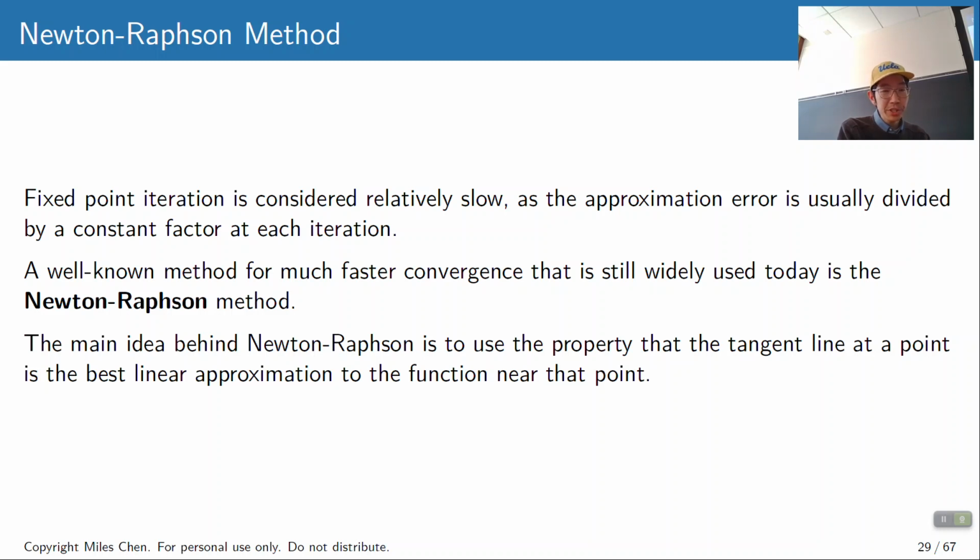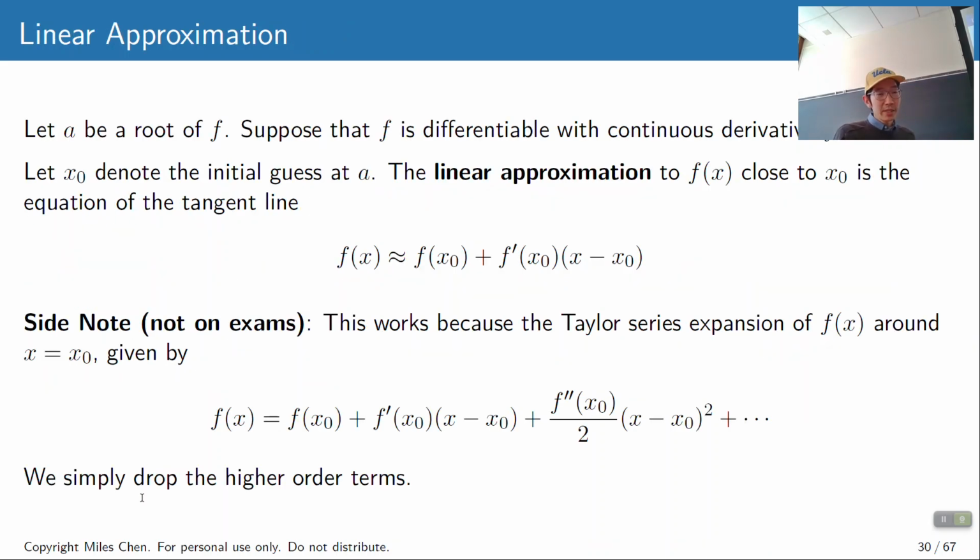So fixed point iteration is considered to be relatively slow, and Newton-Raphson method is much faster. The idea behind Newton-Raphson method is that we're going to use the tangent line, and the tangent line at some point is the best linear approximation to the function at that point. Let's say we are looking for some root a. We have some function f and we want to find the root a.